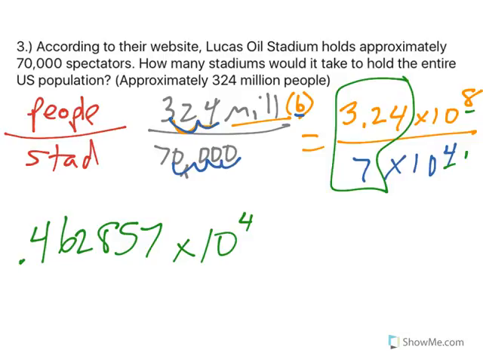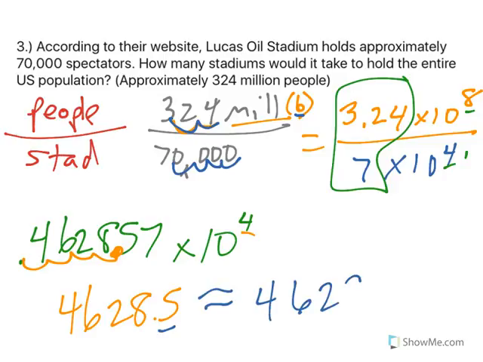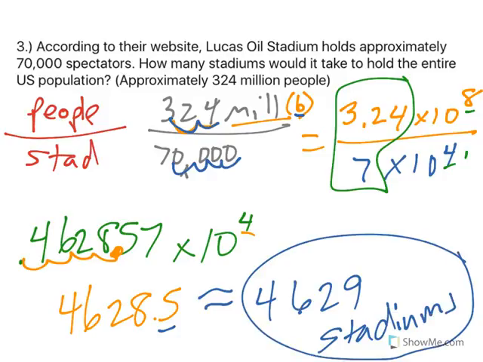Doesn't make any sense. So if I move my spot 1, 2, 3, 4 places, 4628.5, 5 rounds up, so let's round that to 4629 stadiums. So it would take 4,629 stadiums, Lucas Oil stadiums, to fit the entire U.S. population.